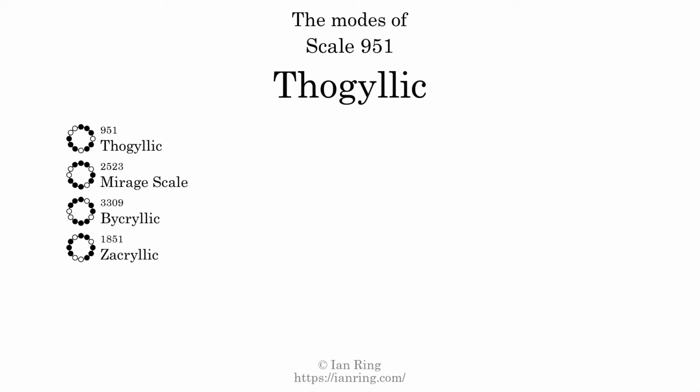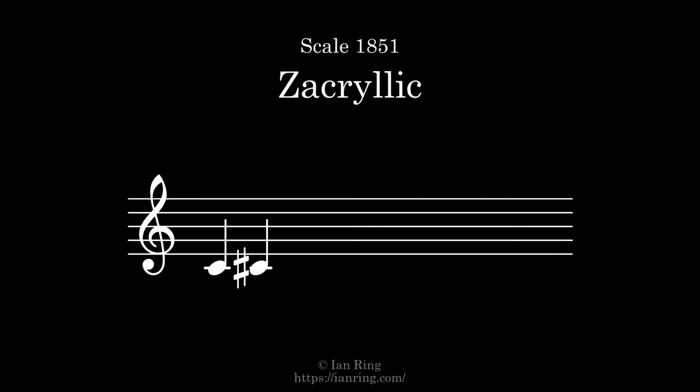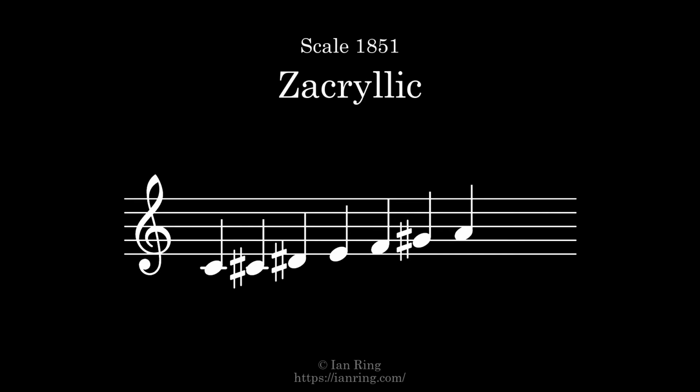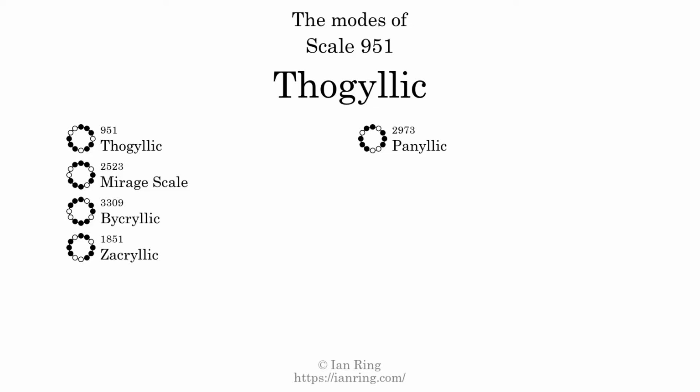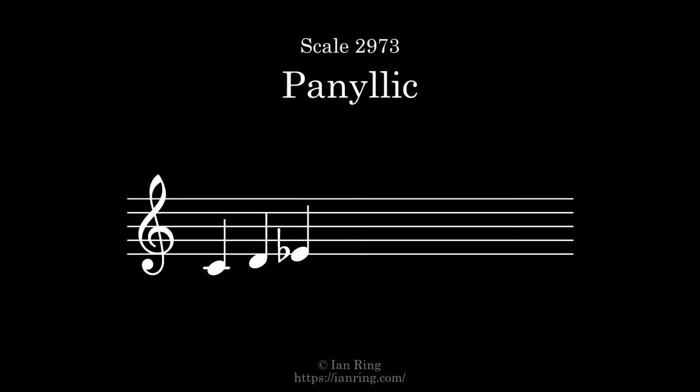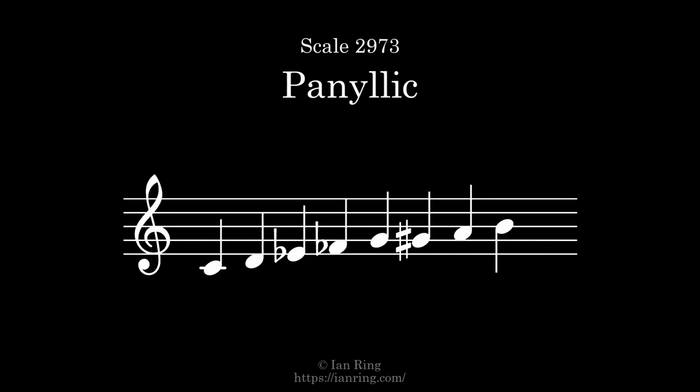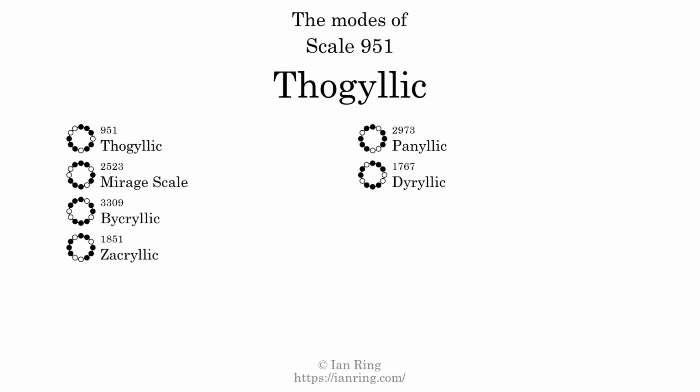The fourth mode is scale 1851, also known as acrylic. It sounds like this. The fifth mode is scale 2973, also known as penilic. It sounds like this. The sixth mode is scale 1767, also known as dirylic. It sounds like this.